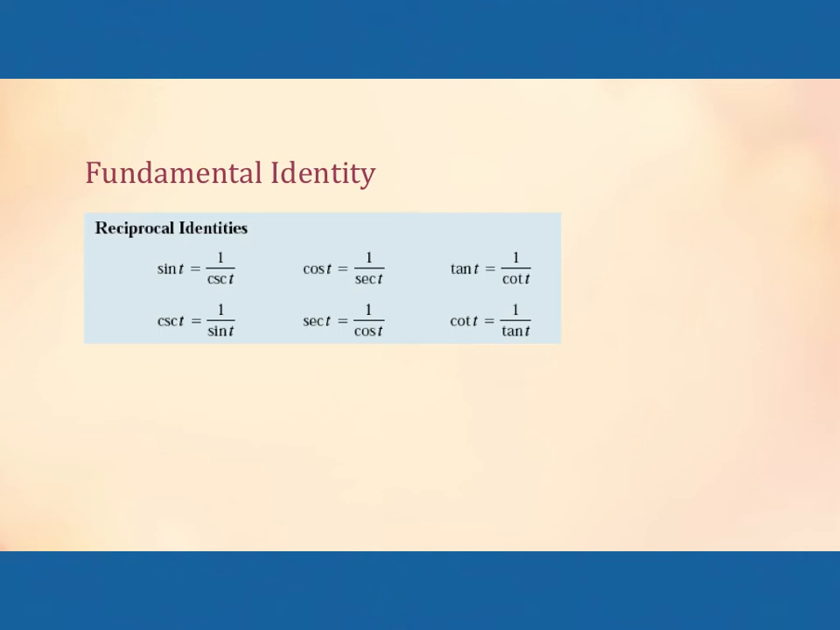Okay, we talked about these already. If I have one, I can switch it with the other. So sine is 1 over cosecant, but cosecant is also 1 over sine. Cosine is 1 over secant, which means secant is 1 over cosine, and tangent is 1 over cotangent. Cotangent is 1 over tangent. So they're interchangeable, and when we get to verifying trig identities, you're going to get a bunch of different identities. These are called the fundamental ones.